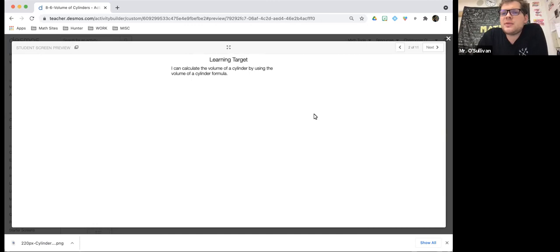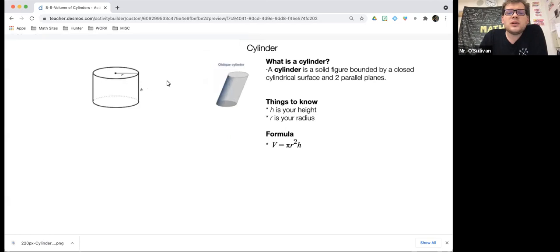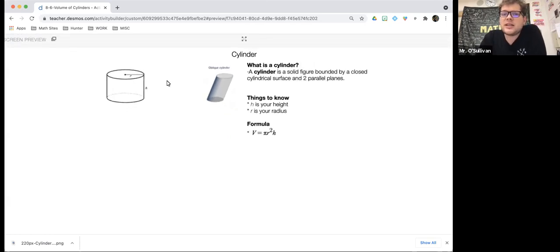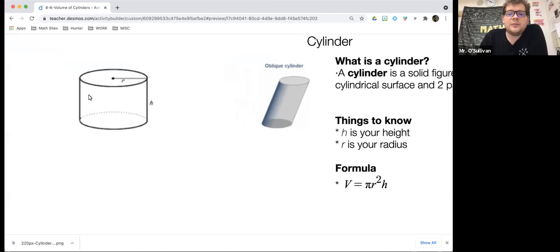So the first thing we're going to look at is our learning target. Our learning target for today is I can calculate the volume of a cylinder by using the volume of a cylinder formula. So we're going to be learning about a new three-dimensional figure today, which is the cylinder. And this is what a cylinder looks like. It basically has a circle as its top and its base. And we're going to be looking at its radius and its height.